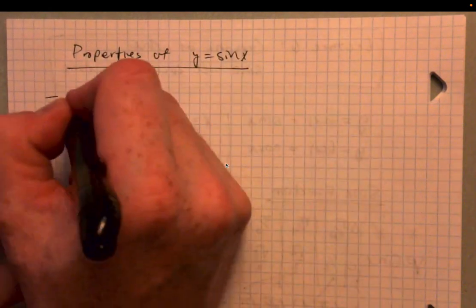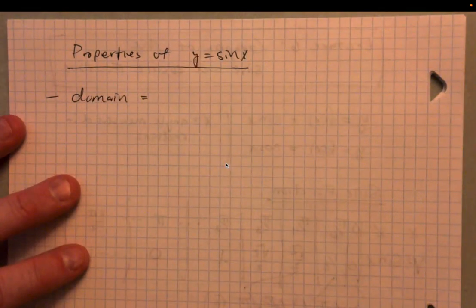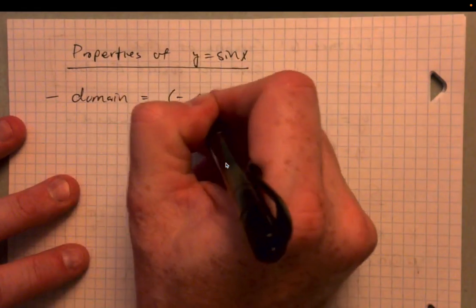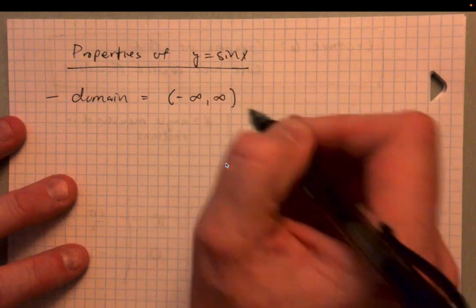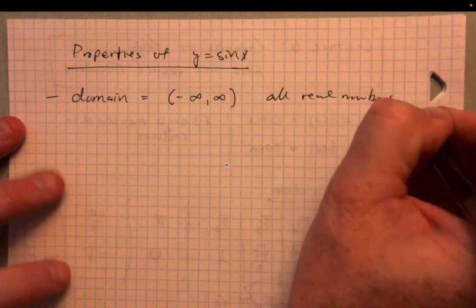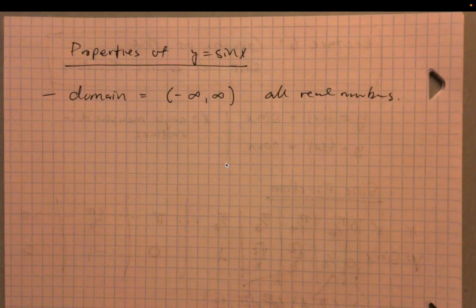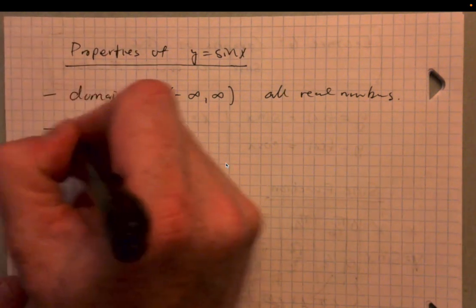Okay, so the domain of the sine function is -infinity to +infinity. All real numbers. You can put any old number you want in there as long as it's a real number, meaning we can't put the square root of -1 in there. We can't put complex numbers in, like imaginary numbers. That's kind of the main issue there. So all real numbers. What about the range?